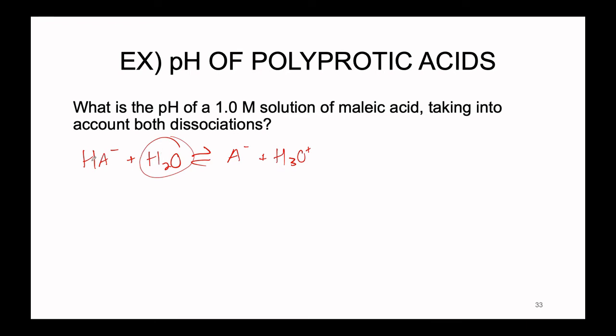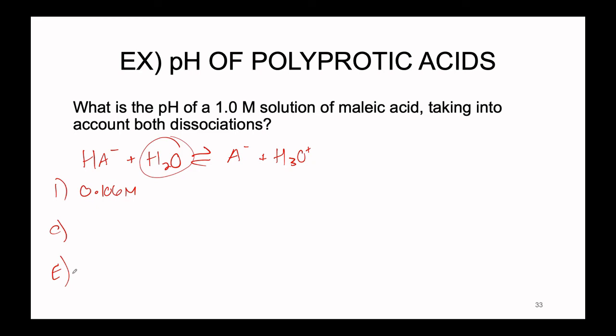So if we have the HA minus interacting with water, generating some of its conjugate base and some H3O plus, we are starting with an initial amount that immediately picks up from the previous reaction reaching equilibrium. In other words, we're going to start with 0.106 molar HA minus. There's going to be some type of change, and we're going to reach a second equilibrium.